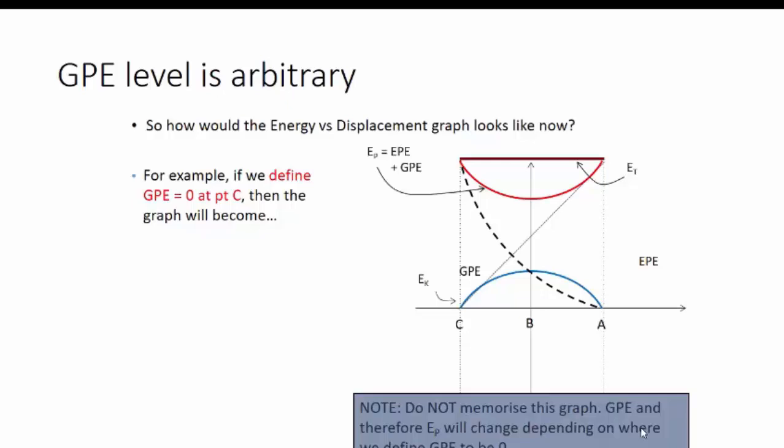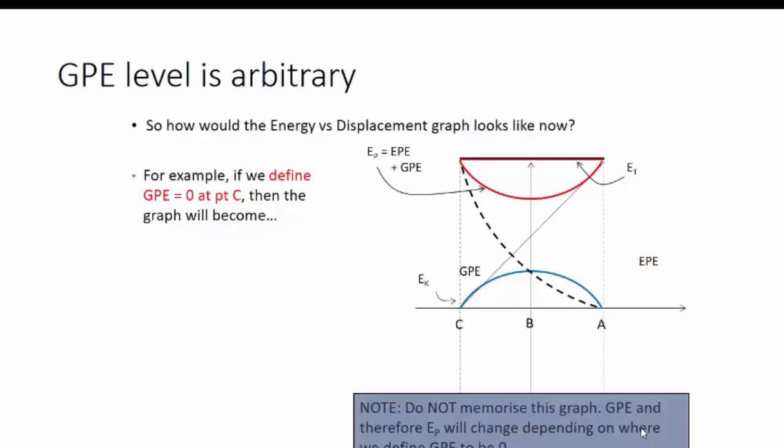The elastic potential energy, which is the sum of GP plus EP, will be shifted up, and the total energy will be shifted up as well. So this exact position of the potential energy curve and the total energy curve depends very much on where we set the zero point of the gravitational potential energy.